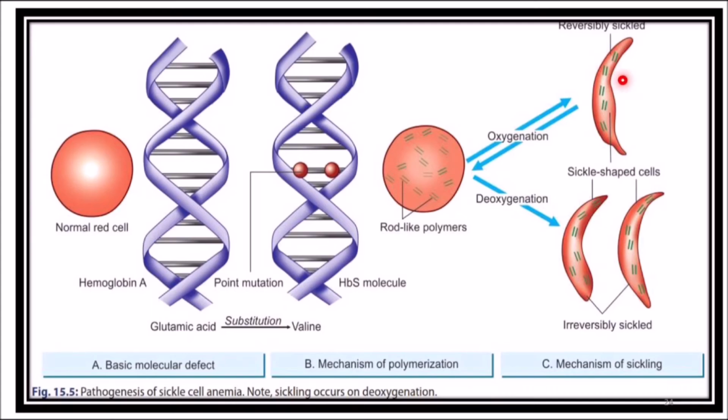With oxygenation the cell is reversibly sickled, whereas with deoxygenation it is irreversibly sickled. This is the mechanism of sickling taking place. At least you have to keep in your mind the replacement of glutamic acid by valine at the 6th position of the beta chain in sickle cell anemia.